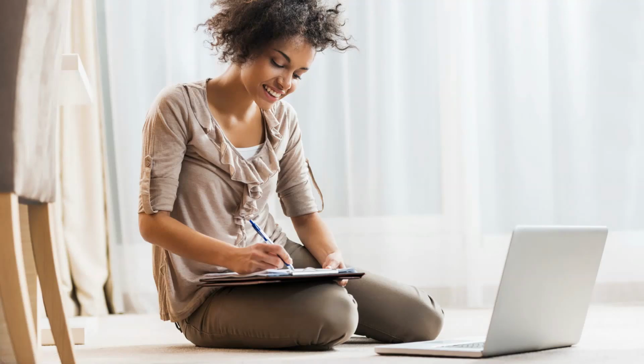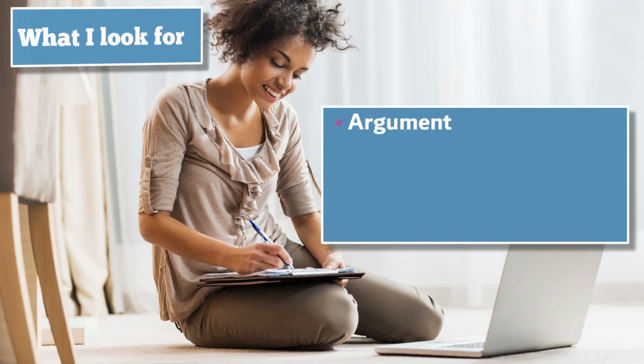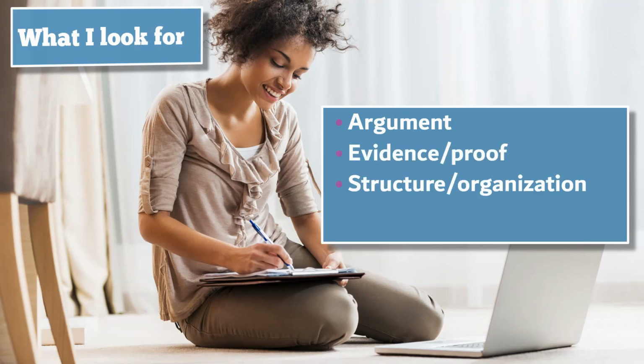When I read student writing, I have some very specific things I look for. First off, and absolutely the most important, and probably the word you'll hear me say more than anything else this semester, is argument. It's all about argument. Evidence/proof, structure/organization, and then mechanics and grammar. This is in descending order. Argument's most important, the other things less so, but we'll talk about how it all fits in.